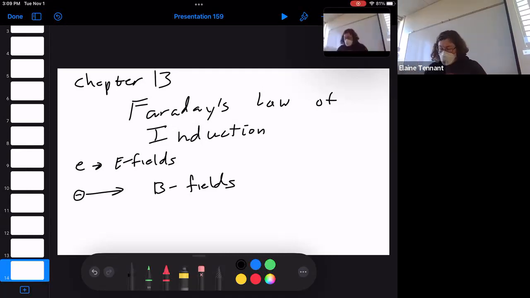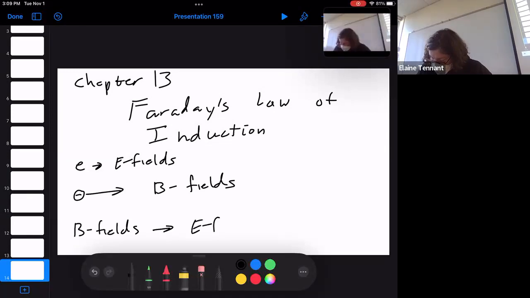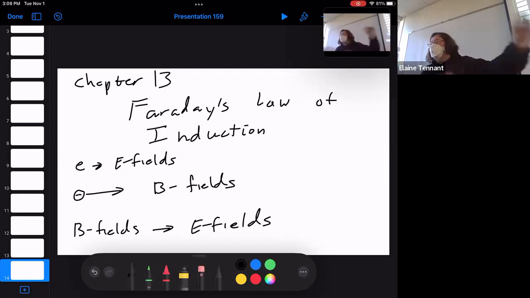Now we're going to flip it around. Now we're going to talk about how magnetic fields can make electric fields. So this is where we've got it one way. Now we're really going to start seeing how electricity and magnetism really are the same thing.